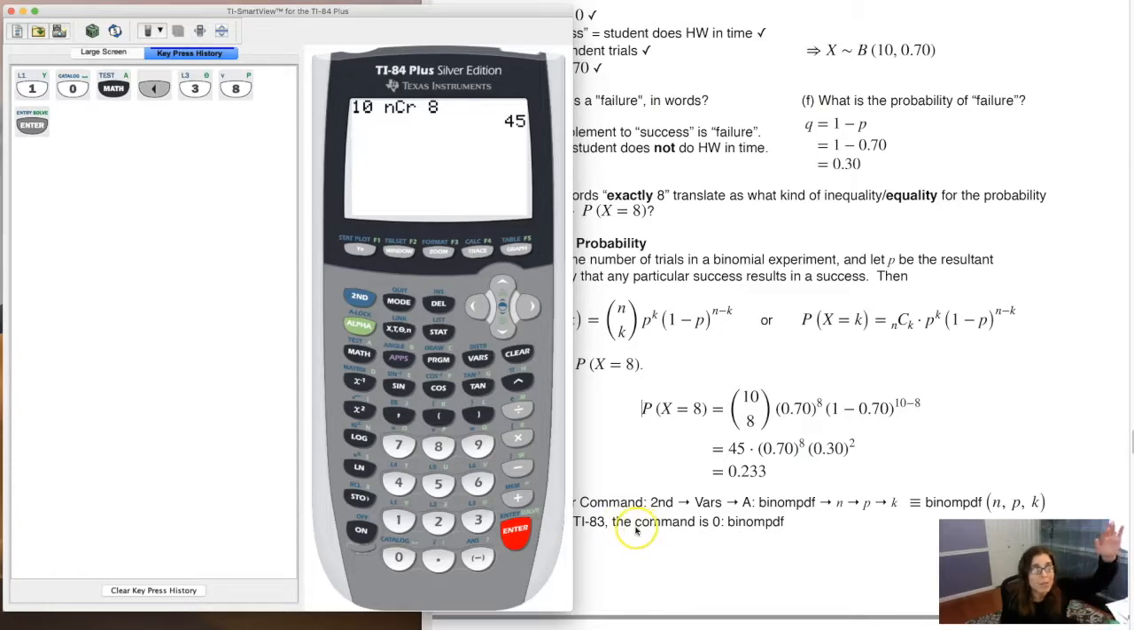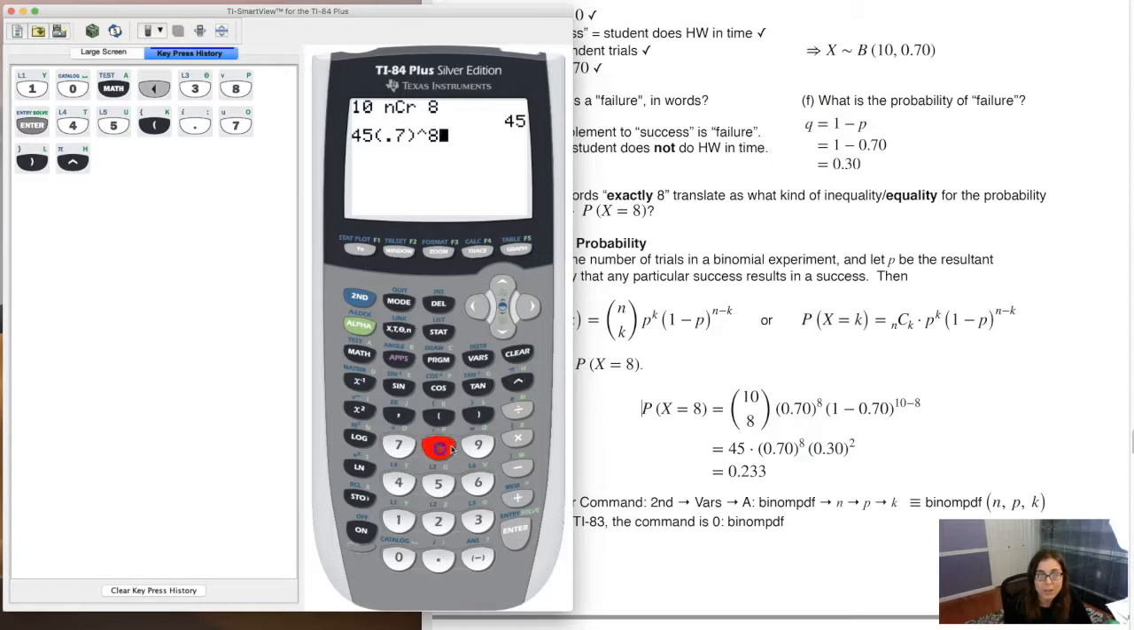So I'm going to have 0.7 to the 8th and then 0.3 squared. But since I have all those disjoint branches, I'll just multiply it by 45 because that's how many branches I would have. So we're going to take this 45 and multiply it by 0.7 raised to the 8th power. And then I'm going to multiply that again by, you can either type in 1 minus 0.7 and square that, or just for simplicity's sake, I'm just going to type in 0.3.